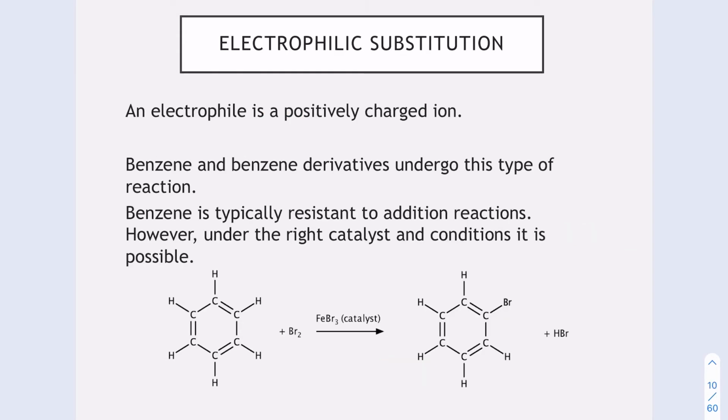Here we have something new, called an electrophilic substitution. An electrophile is a positively charged ion, and this usually happens to benzene and benzene derivatives, in other words, benzene with other things added on. They undergo this type of reaction. However, benzene is relatively stable. It doesn't really like addition reactions. But if you have the right catalyst and conditions, it is possible. For example, we have benzene going to bromobenzene, and we have iron bromide as your catalyst, and that will help substitute your hydrogen for your bromine.